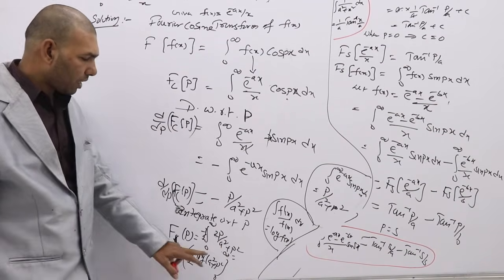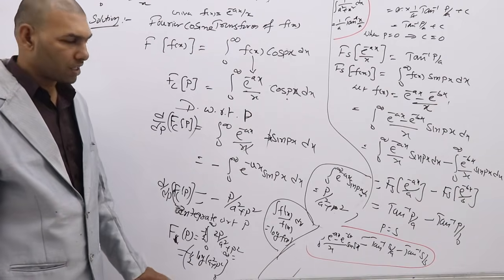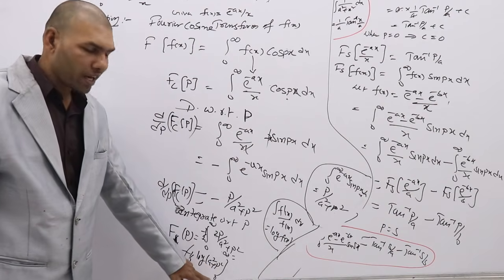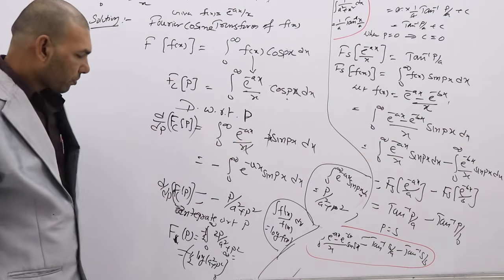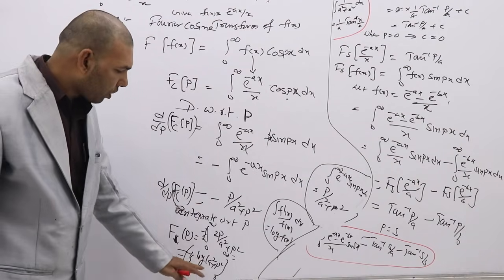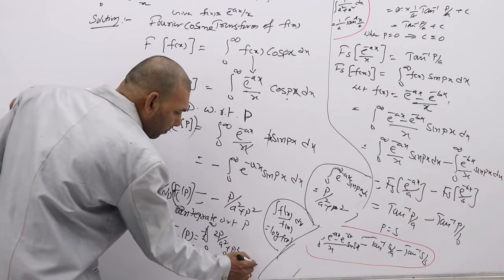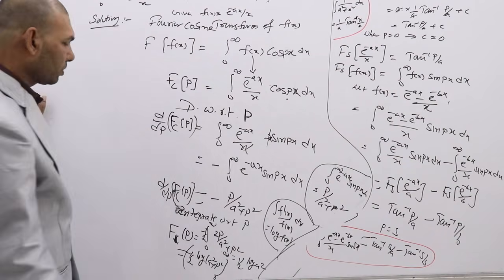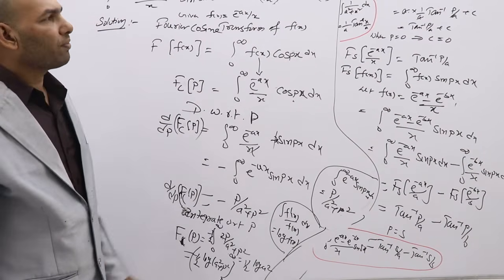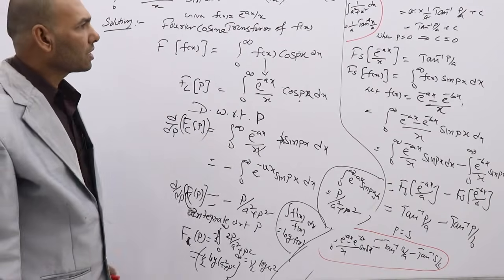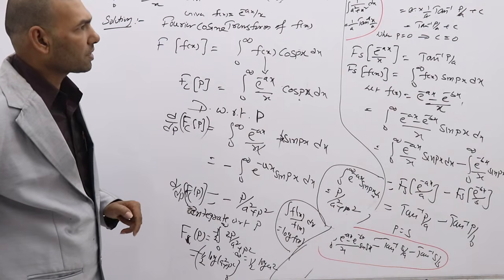If you write the upper limit infinity for log, it won't exist. Log infinity does not exist. So leave it, minus the lower limit. That means we need to write 0. If you write p as 0, what you will get is minus 1 by 2 log a square. Like this, one can easily find the Fourier sine transform of e power minus ax by x and the Fourier cosine transform of e power minus ax by x.